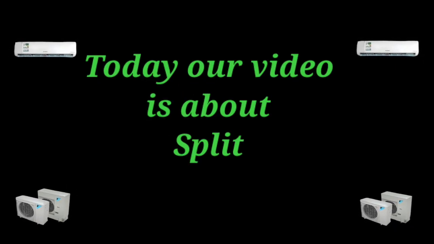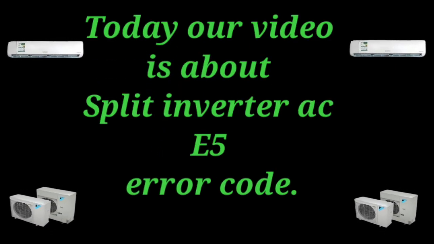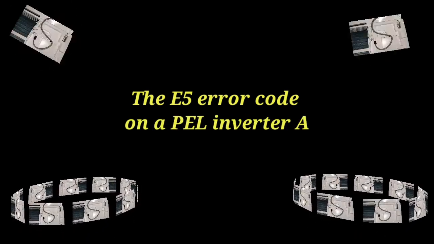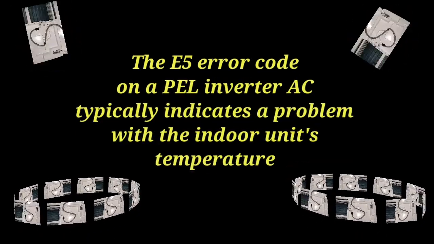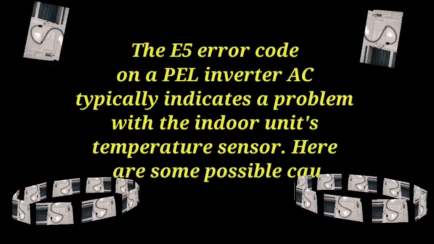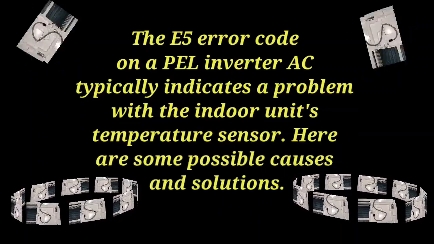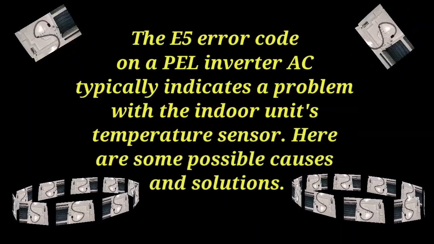Today our video is about split inverter AC E5 error code. The E5 error code on a PL inverter AC typically indicates a problem with the indoor unit's temperature sensor. Here are some possible causes and solutions.